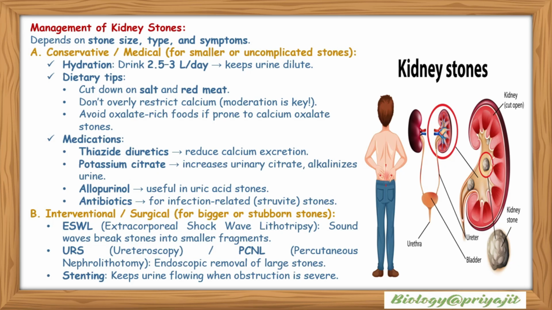ESWL, extracorporeal shock wave lithotripsy: sound waves break stones into smaller fragments. URS, ureteroscopy, or PCNL, percutaneous nephrolithotomy: endoscopic removal of large stones. Stenting keeps urine flowing when obstruction is severe.